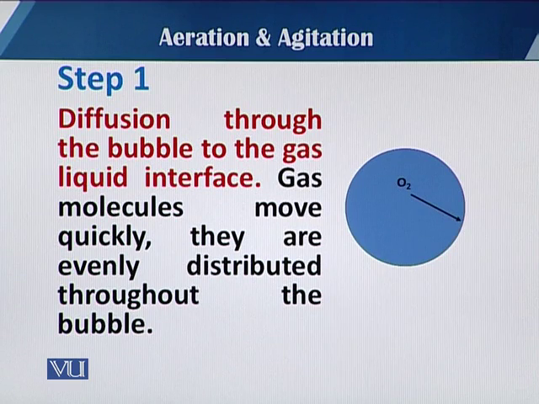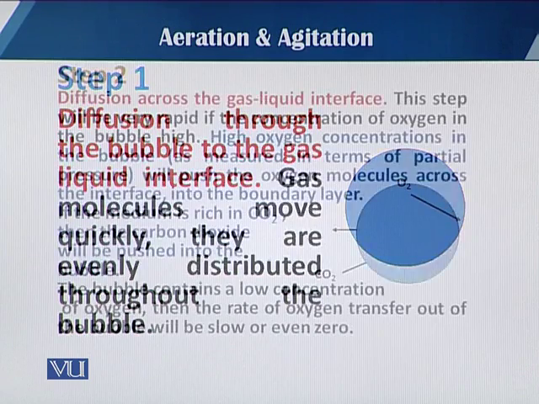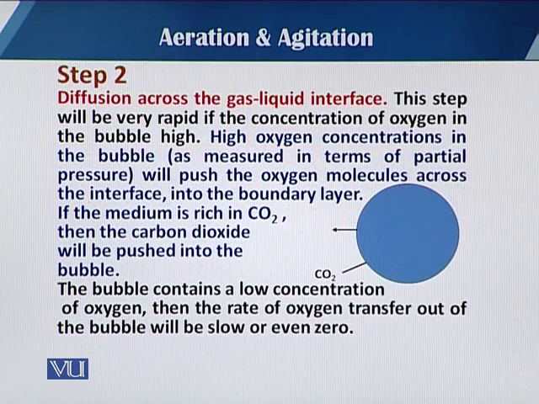The gas molecules move quickly. They are evenly distributed throughout the bubble, because if there is an air bubble that contains 21% oxygen, according to the concentration gradient, it quickly passes from the gaseous phase to the liquid interface. This is the first step. As concerned the second step, that is the diffusion across the gas liquid interface.